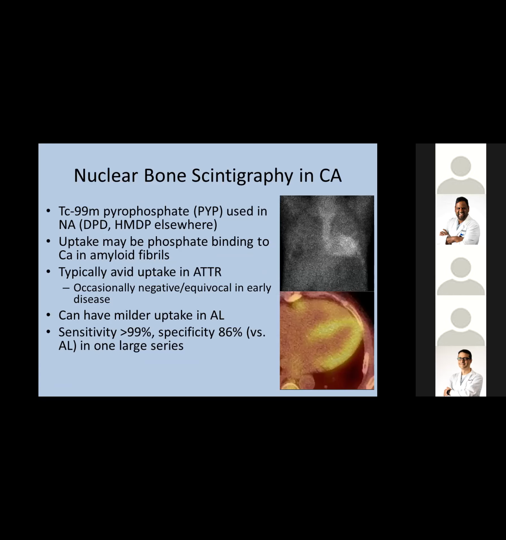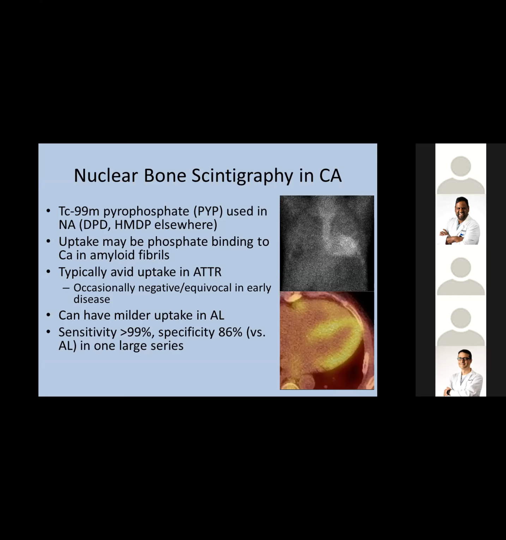So in our case, in North America, we use PYP or pyrophosphate scans with technetium as a tracer. This is a single photon tracer, so we do planar and SPECT CT imaging rather than PET. And the uptake, for some reason, this does show highly avid uptake in TTR. And it's thought that that's related to calcium phosphate binding of the abnormal protein fibrils. But it's important to note that it does occasionally have some degree of uptake in light chain amyloid, although it's typically much less. So you can occasionally get equivocal scans with light chain amyloid.